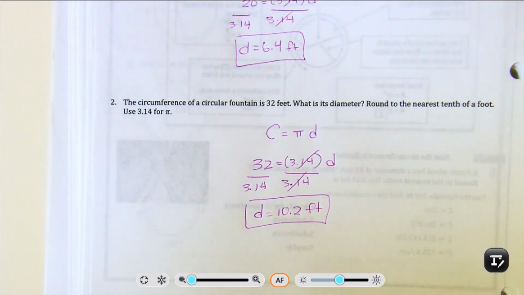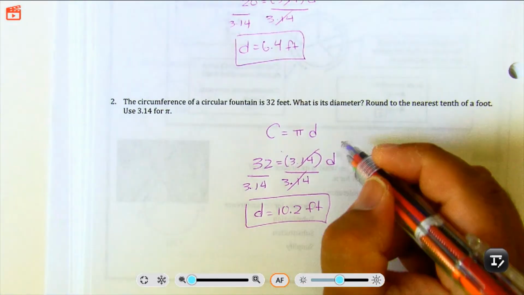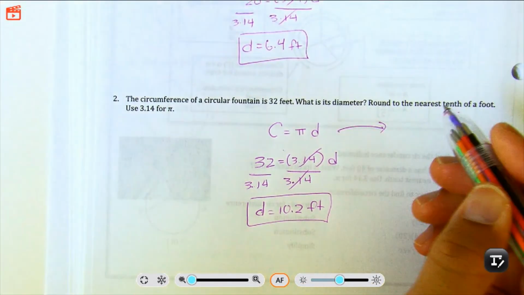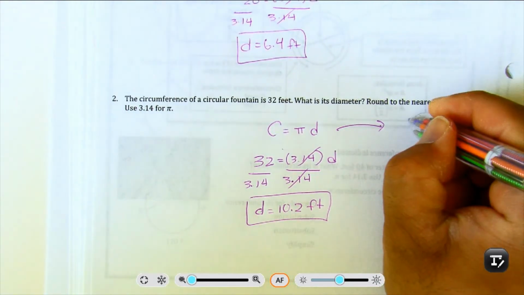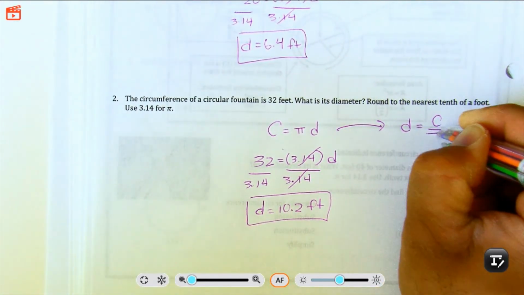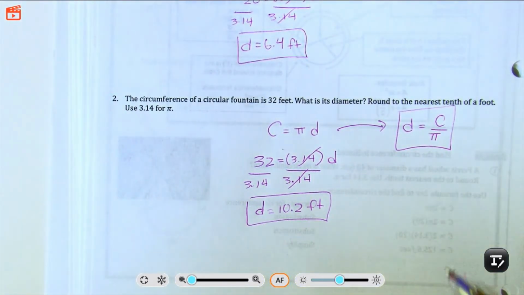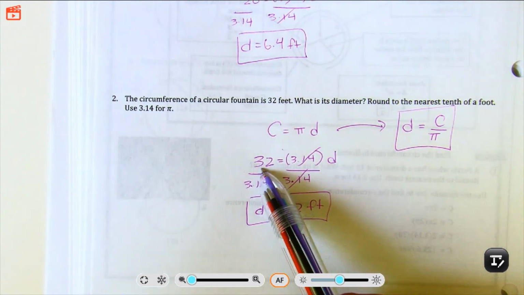Now a shortcut, I just want to tell you guys there's a shortcut formula, and that is if I was to just divide pi to both sides, to find the diameter, it's just the circumference divided by pi. And that's what we did here. Circumference divided by pi is equal to the diameter.